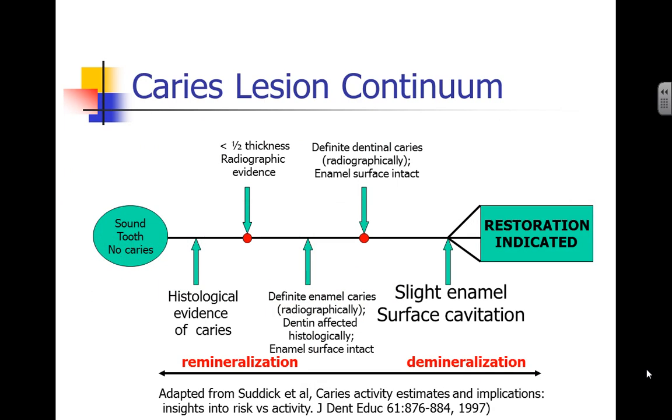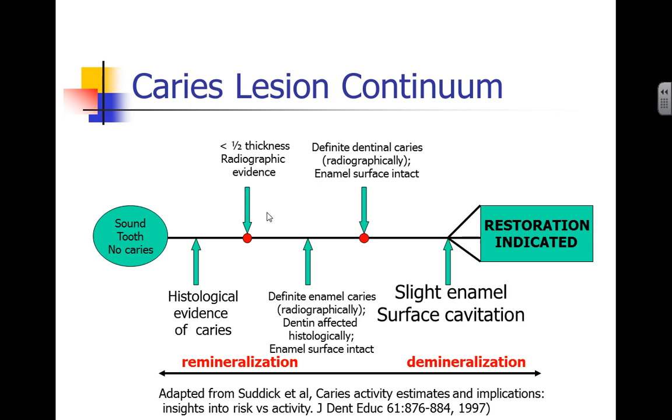The caries continuum, as we've described in the past, is based upon the concept that the enamel demineralizes and remineralizes and is in an equilibrium, where the sound tooth structure, referring to enamel, is kept mineralized. As acid attack occurs, we see histological evidence of caries in the enamel, followed by radiographic evidence of caries in the enamel at half the thickness of the enamel, especially readily seen on a smooth surface lesion for a proximal using a bitewing radiograph.